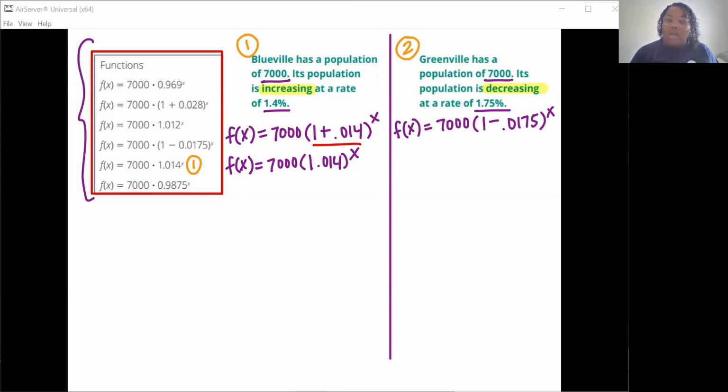Now, that function, as I have it written, I do see available as one of the options in my box, so I'm going to go ahead and label here that that matches with problem number 2.